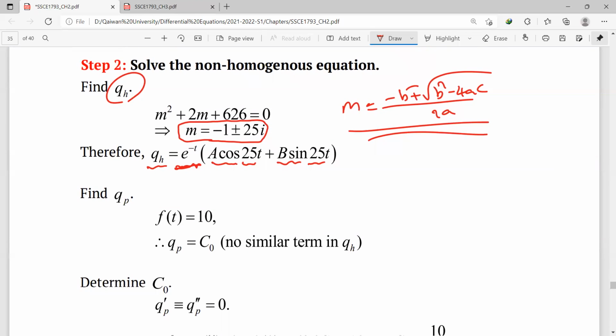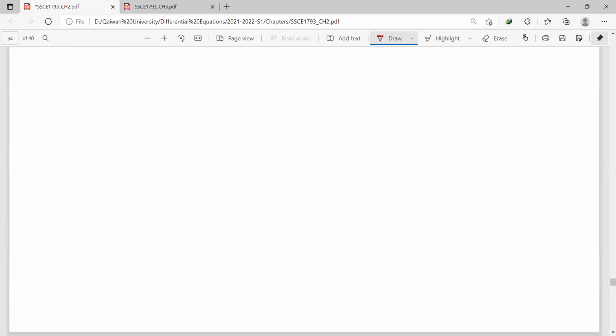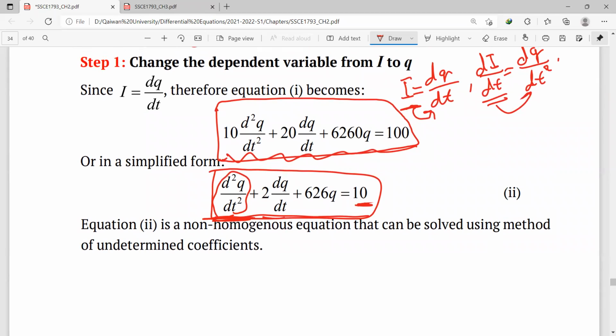So now we got the homogeneous solution. For the particular solution, the right hand side is a constant, so we just choose a constant for the particular solution. We let Qp, which is the particular solution, be C0. And in the differential equation, we have the second derivative of Q, the first derivative of Q, and Q also.